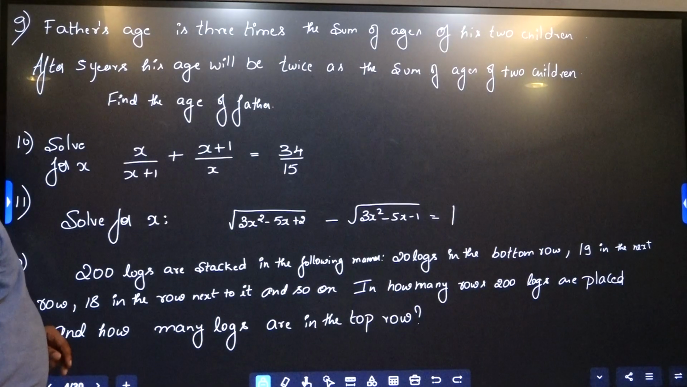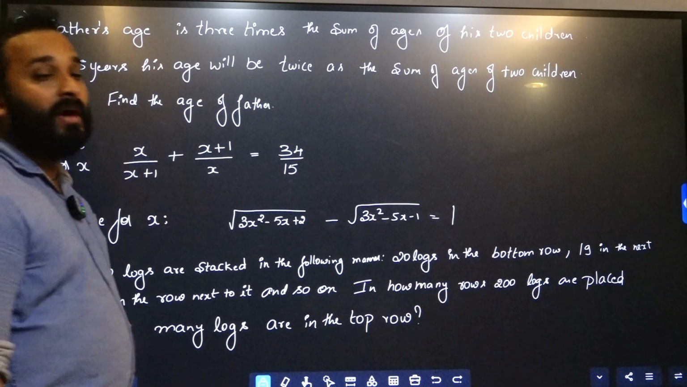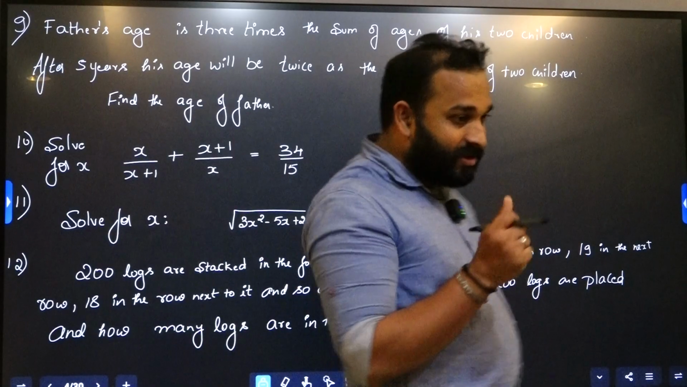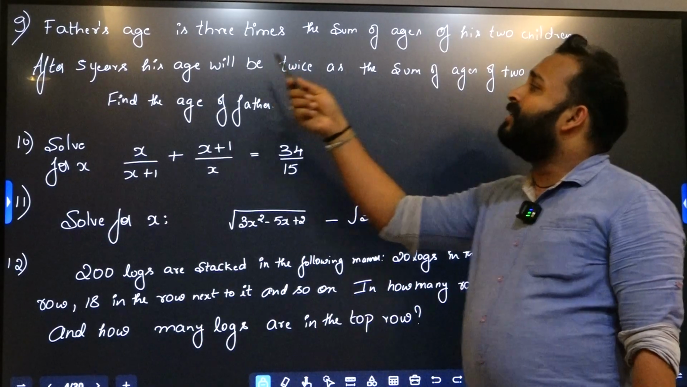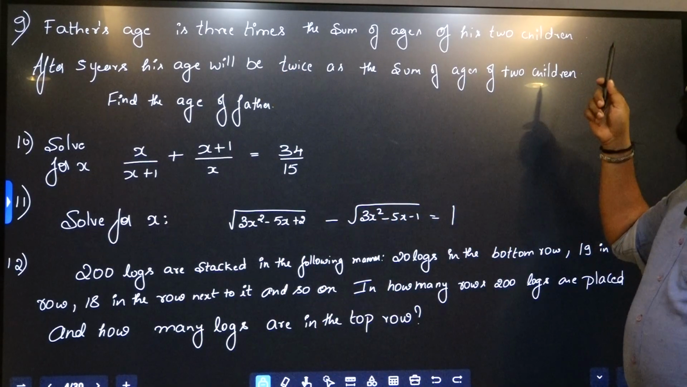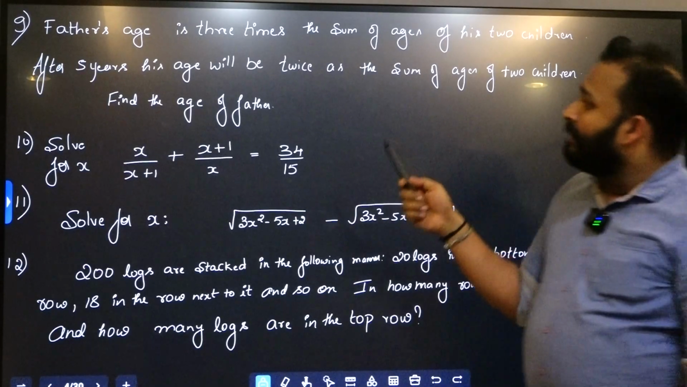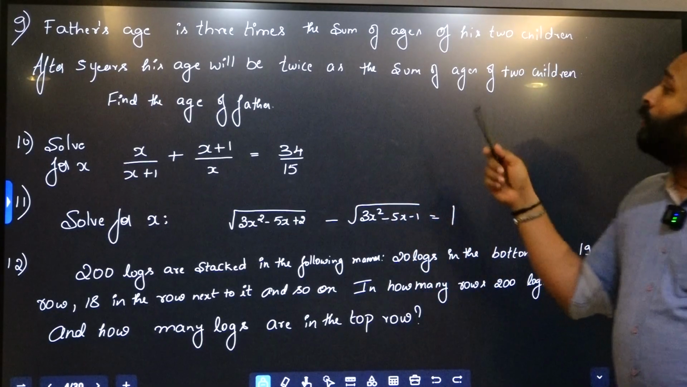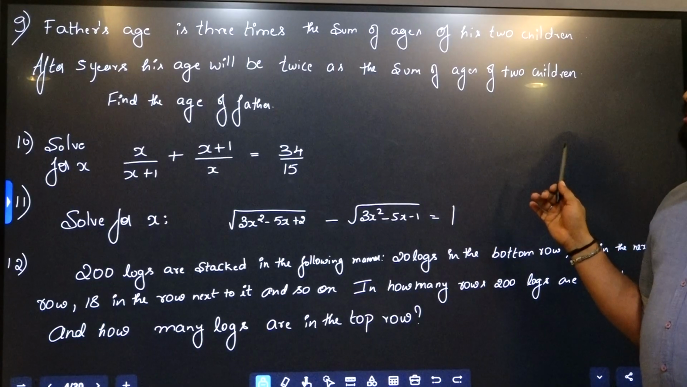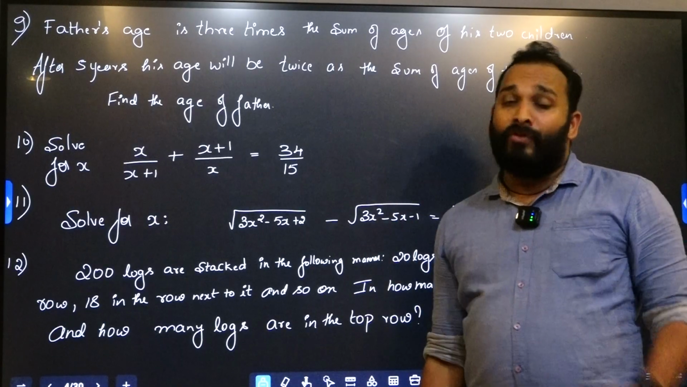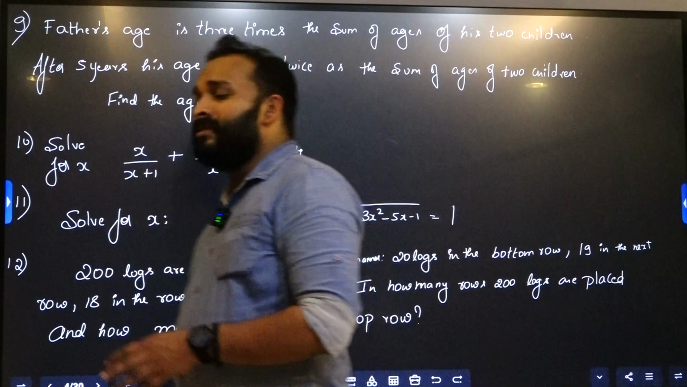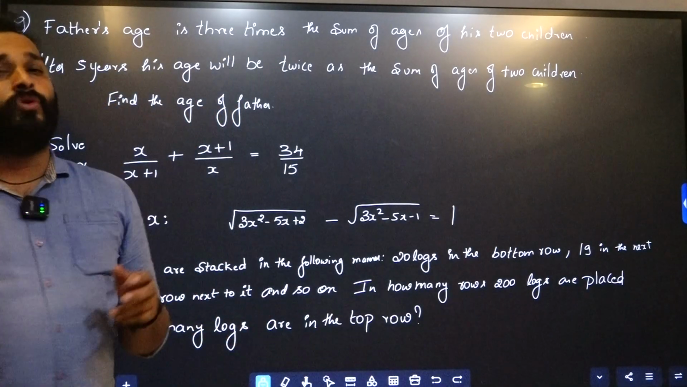And an age related question from pair of linear equations. Look at this. This is a tricky question again. They're telling that father's age is 3 times the sum of ages of his 2 children. After 5 years, his age will be twice the sum of ages of 2 children. Find the age of father. You have to find the father's age. Easy and simple question. And there is a small trick which you could use.